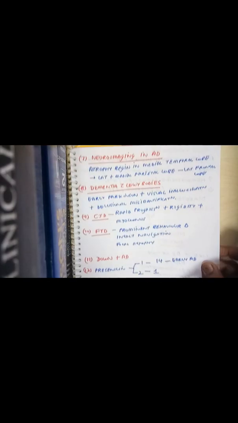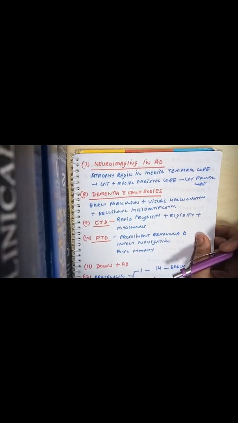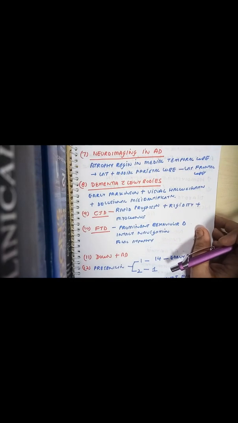Now we know the various lobes: the frontal lobe, parietal lobe, temporal and occipital lobe. So now, neuroimaging in Alzheimer disease, which lobe is affected first? It is the temporal lobe, and it is the medial part of the temporal lobe. Atrophy will begin in the medial part of the temporal lobe, then it will progress to the parietal lobe, and lastly it will involve the frontal lobe. Whereas in frontotemporal dementia, it will mainly affect the frontal and temporal lobes.